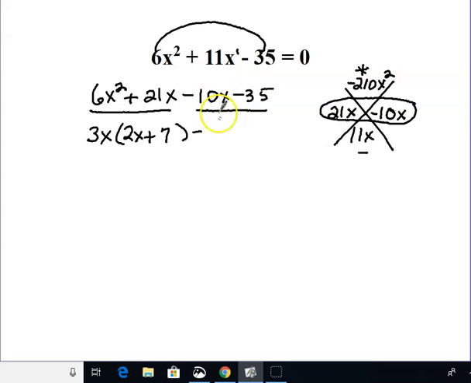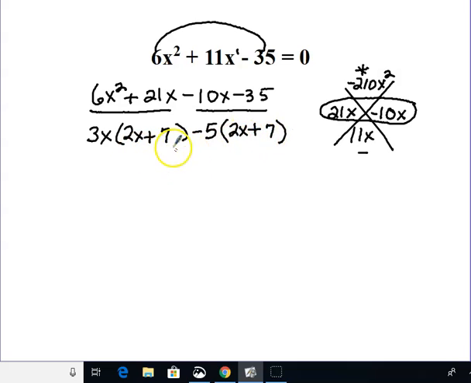I notice that 5 will go into both of those terms. We'll divide into them. 10 divided by 5 is a 2. Don't forget about the x. Change your sign to plus. 35 divided by 5 is 7.